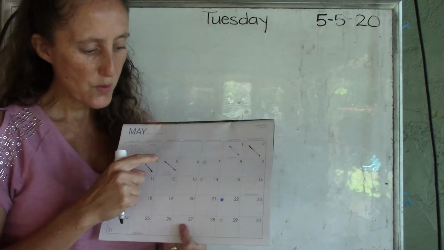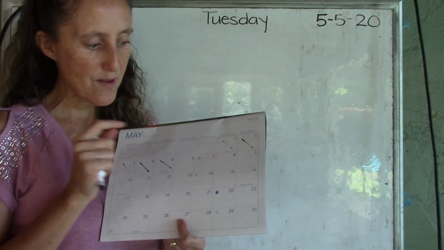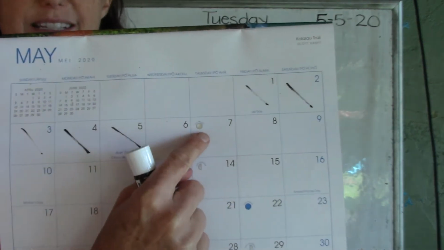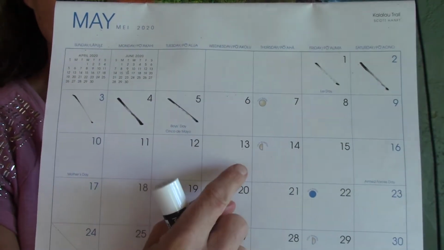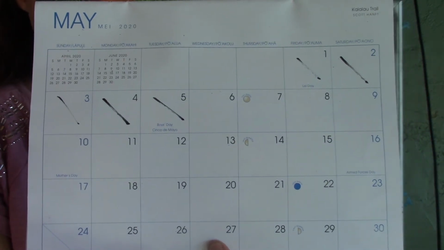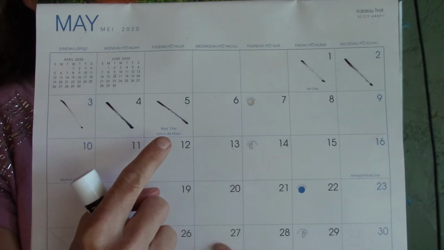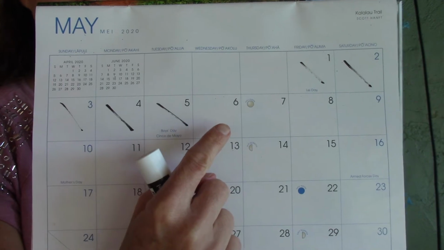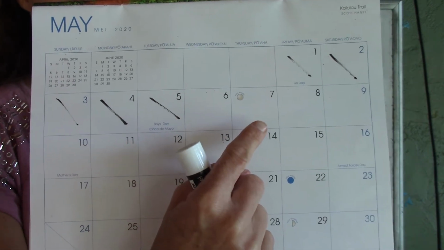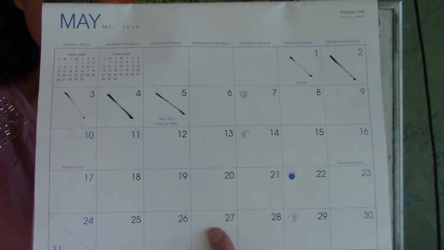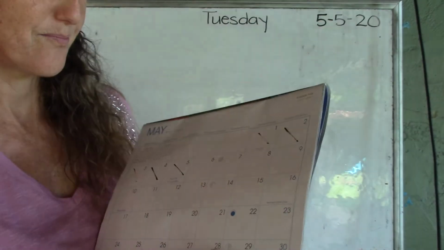Okay, so I have a question for you. It is the full moon on the 7th. Do you see that? How many more days until the full moon? Well, we don't count today, but we count tomorrow, 1, and the full moon day, 2. There's 2 more days until the full moon.